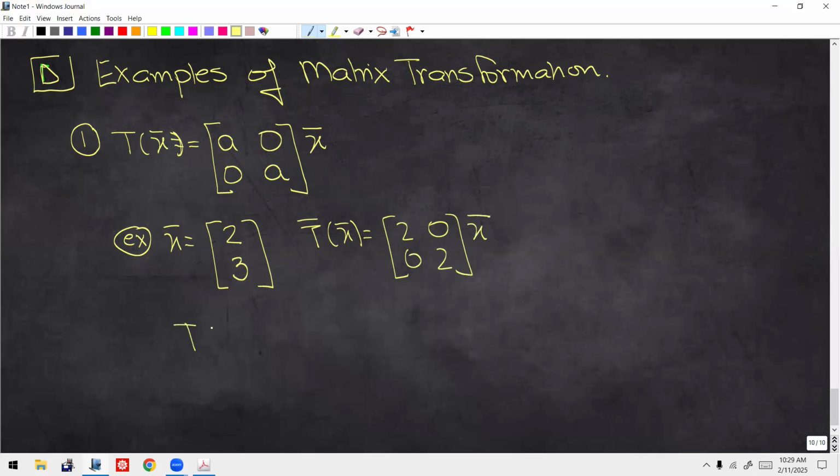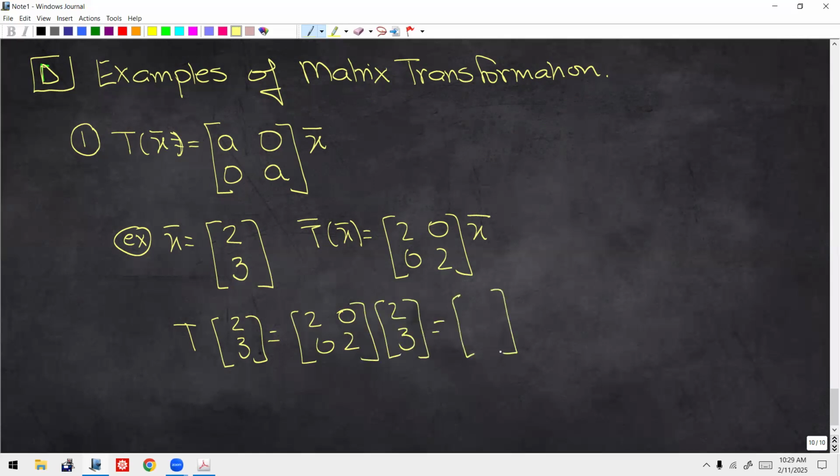So we take T of (2, 3). What does that mean? That means you take [[2, 0], [0, 2]] and multiply it by (2, 3). We know how to multiply matrix and vectors, right? Row times column, row times column. So we get 4 and 6. So let's see graphically what happened here. If I were to graph this, I'm taking the vector 2, 3. So here's the vector 2, 3.